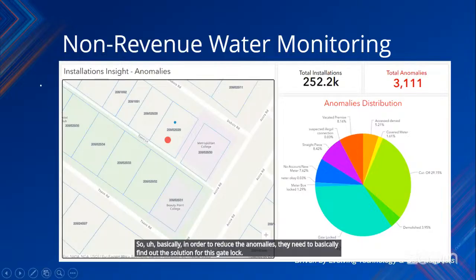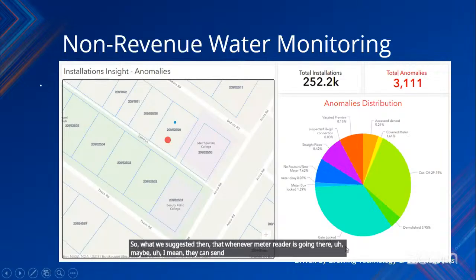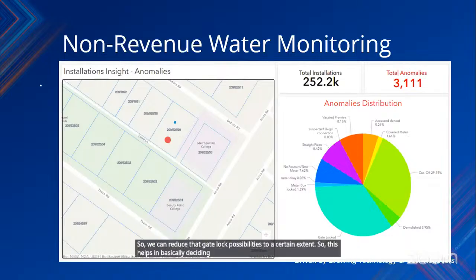What we suggested is that whenever the meter reader is going there, they can send a simple SMS that the meter reader will be coming to read the meter and you should be available in the house or something like that. So we can reduce the gate lock possibilities to a certain extent. This helps them decide where they should focus their energies.